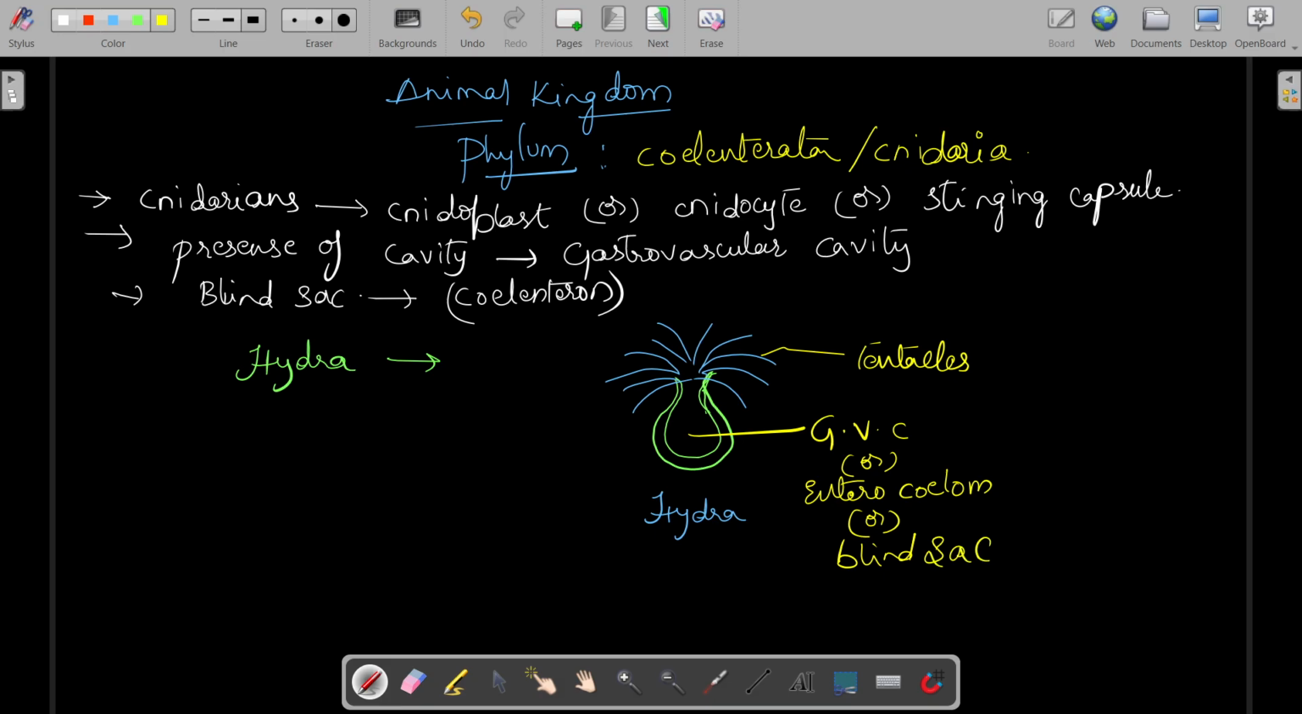You have small dot-like structures on these tentacles. So these are the cnidoblasts or cnidocytes. These are present on the tentacles.